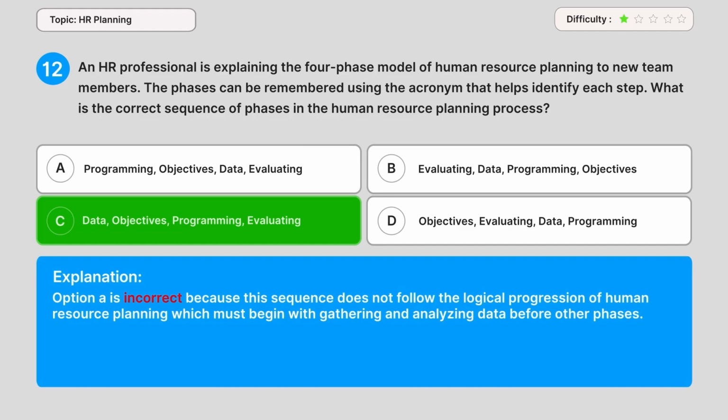Option A is incorrect because this sequence does not follow the logical progression of human resource planning, which must begin with gathering and analysing data before other phases.